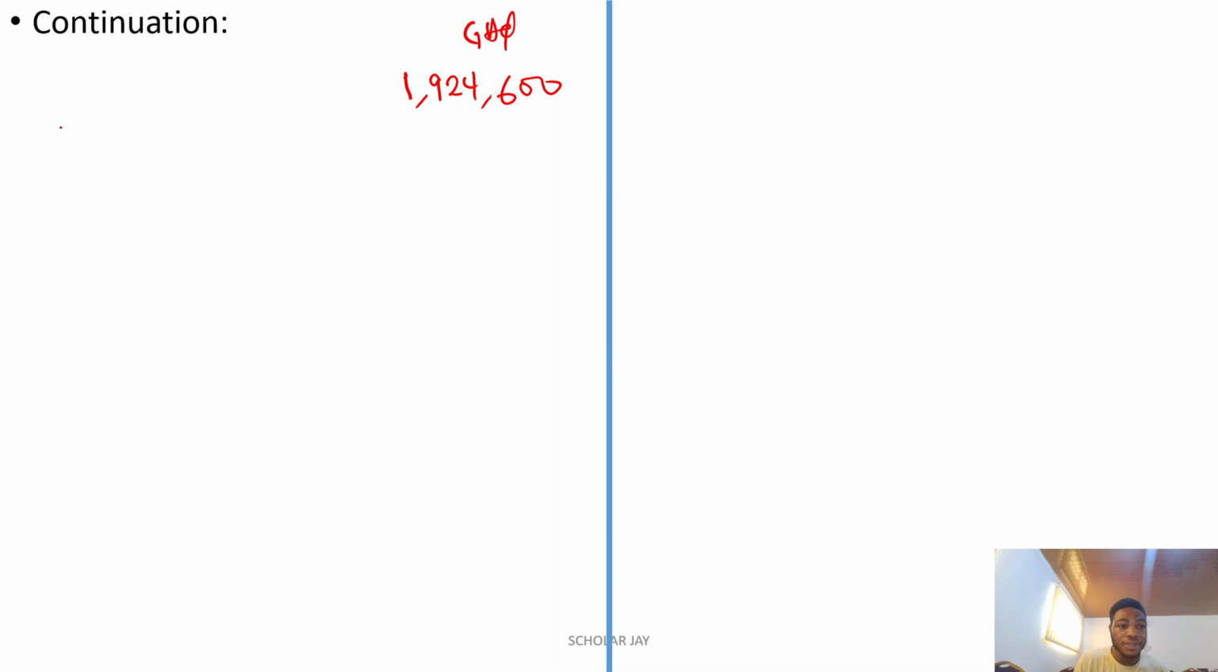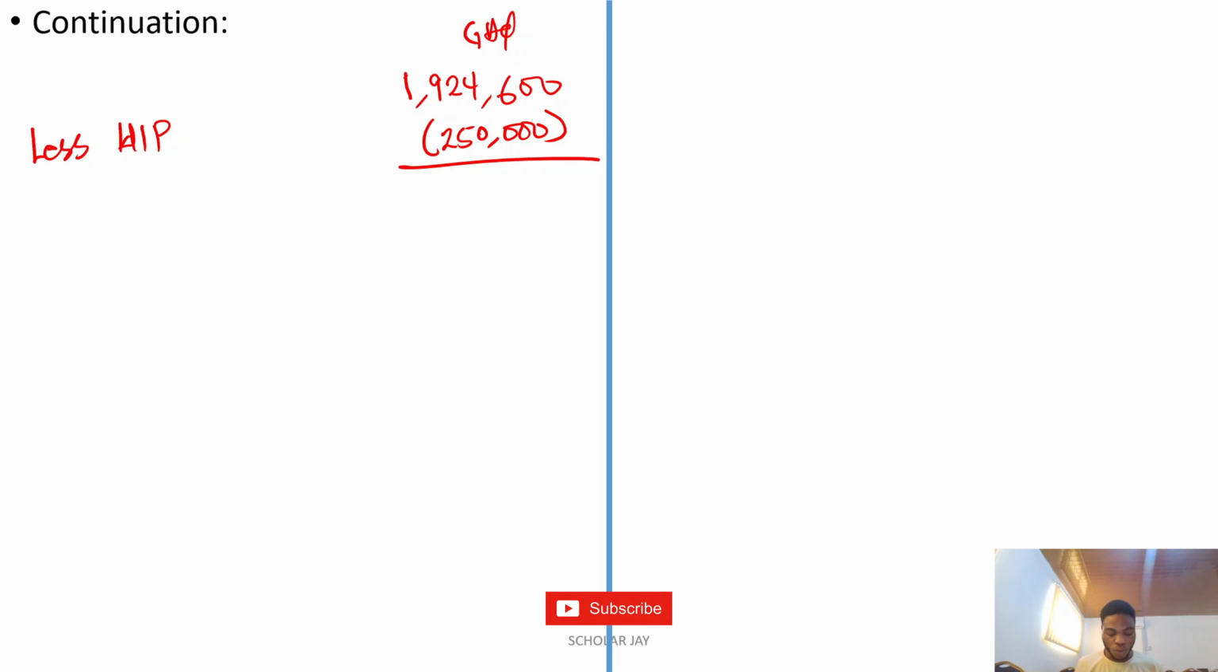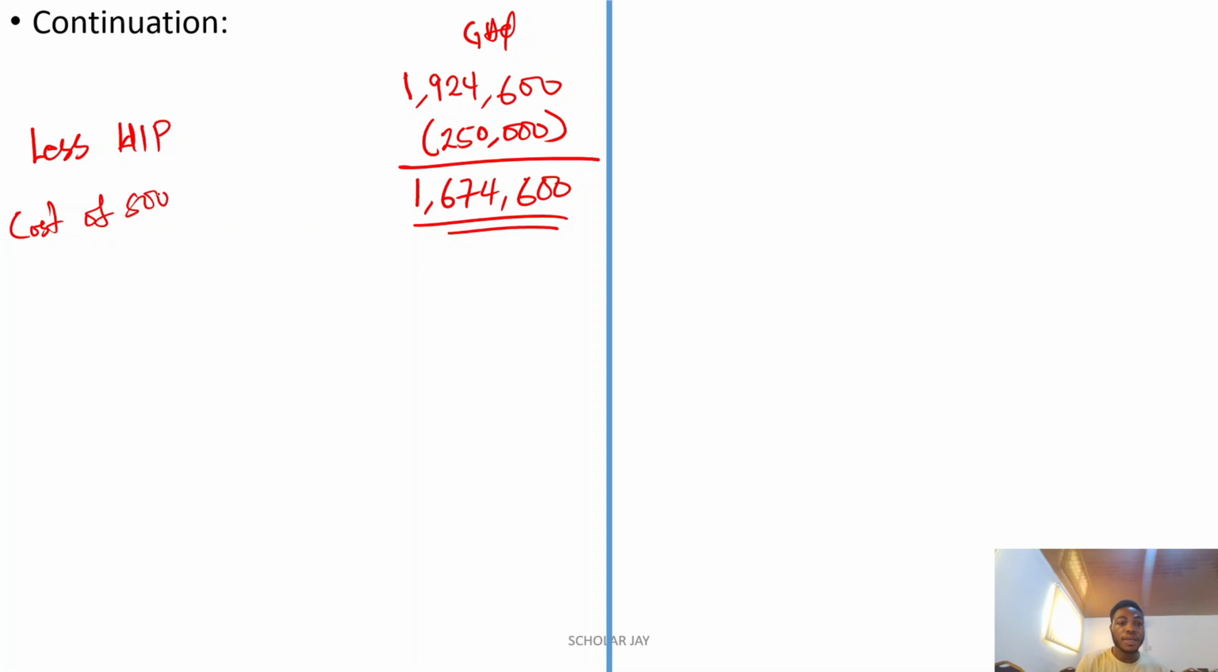So we are going to less work in progress. And that's going to give us 250,000. So we have 1,924,600 minus 250,000. That is giving us 1,674,600. So this is actually the cost of the 8,000 units of finished goods produced in August.